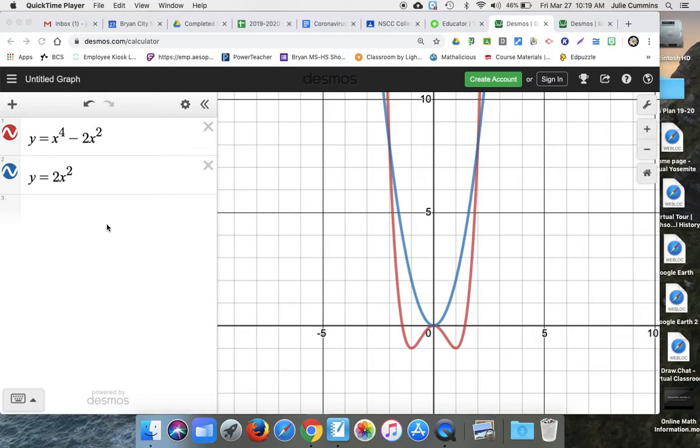It says use a graphing utility to graph the region bounded by the equations, which I've done here on Desmos. You can also do this on your graphing calculator. That is no problem. Then it says B, find the area of the region analytically. So that's what we were doing before. Analytically means do it by hand.